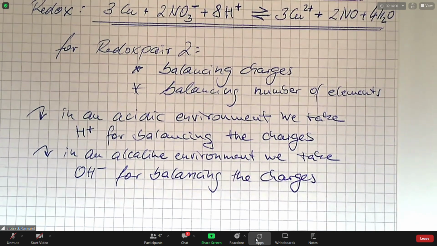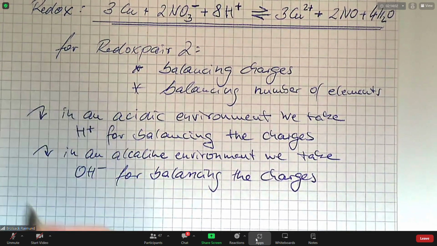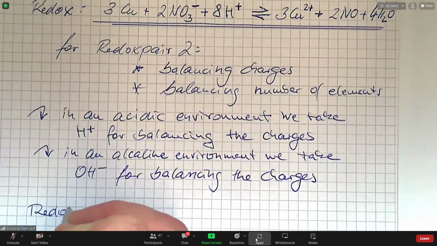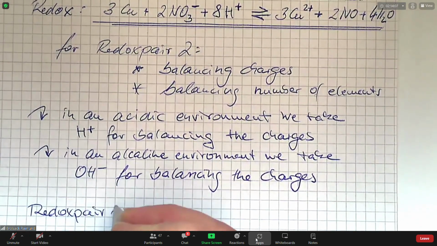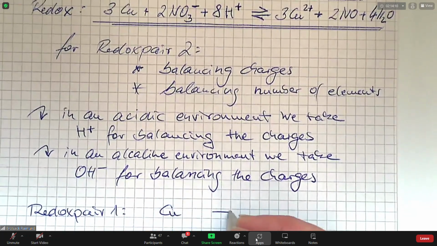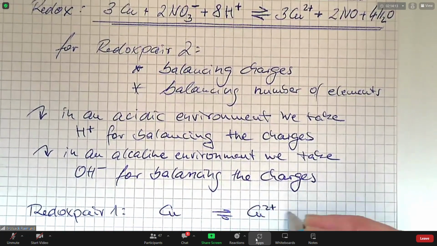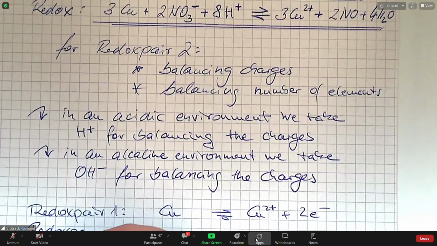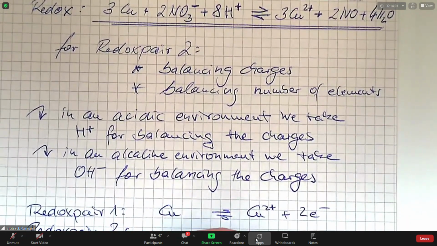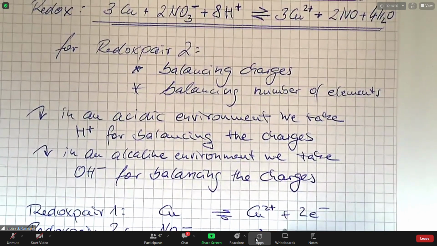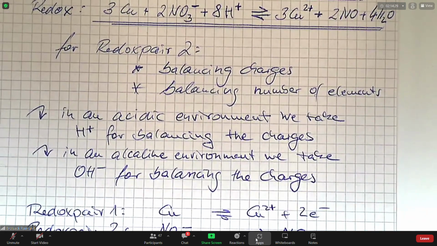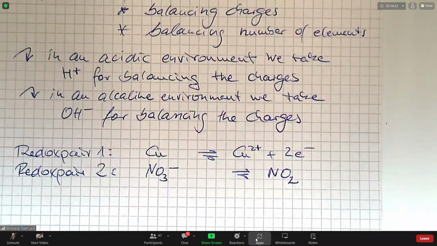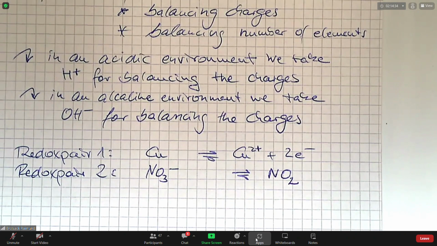Let's do another example. Redox pair 1 again is the same. Well, we have the copper forming the copper 2 plus 2 electrons. But now the redox pair 2, we have the NO3 minus again, but now not NO, we say NO2 is formed. Please help me now in creating the overall redox reaction for this example.